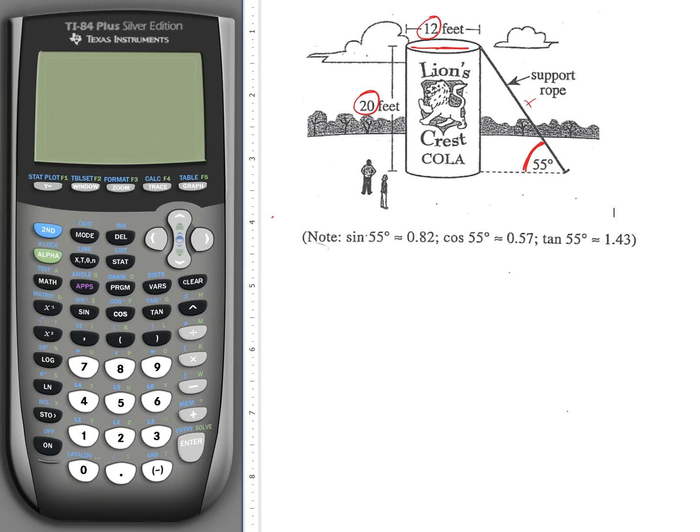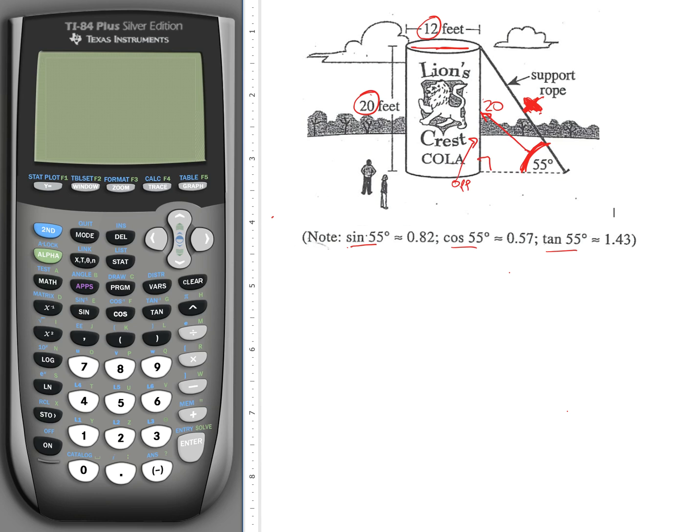And then we're given these values of sine, cosine, and tangent at 55. So we know we're dealing with this, and we're trying to find this value here. We're told that the height is 20, so we know that this side is 20 feet. That would be the opposite side. This is going to be the right angle. So we've got an opposite there.